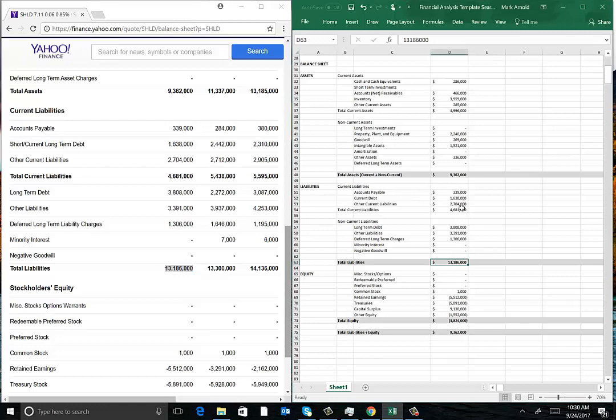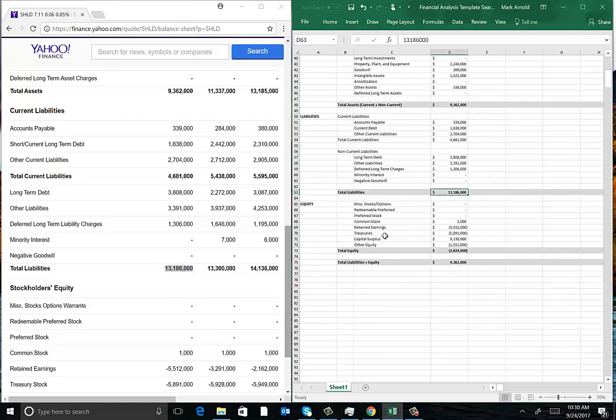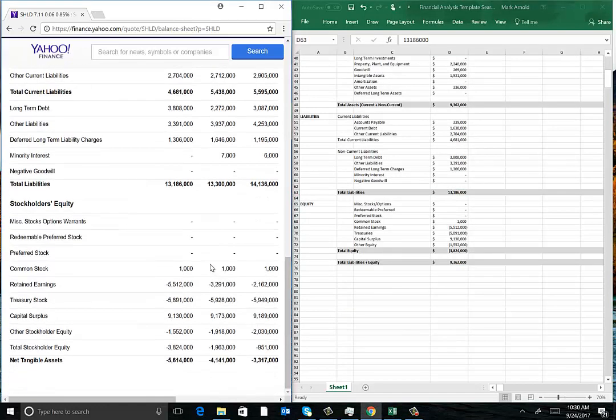Don't sum the column. All right, and then finally for equity, okay, miscellaneous stocks and options, Sears has 0. Redeemable preferred stock, Sears has 0. Preferred stock, Sears has 0. Common stock of 1,000, right there. Okay, and then retained earnings, make sure that you put negative numbers in correctly. You put the negative number, it'll appear in the template as in parentheses, and that of course is the accounting way to express a negative number.